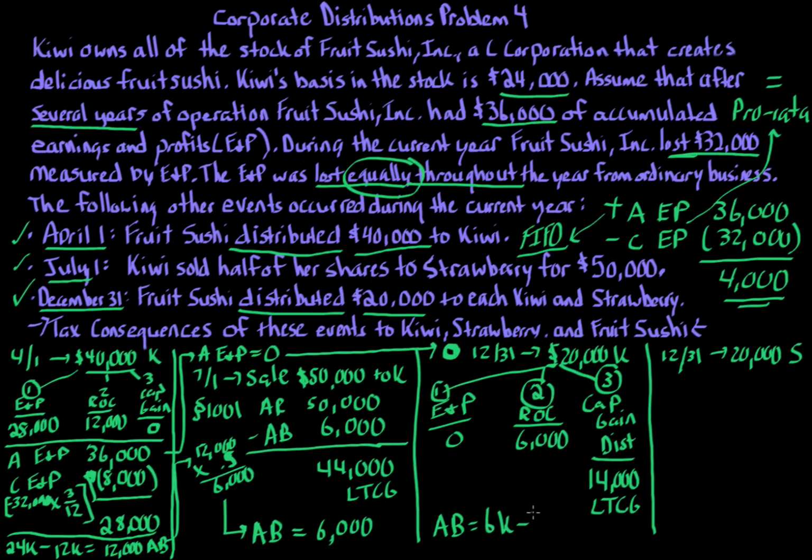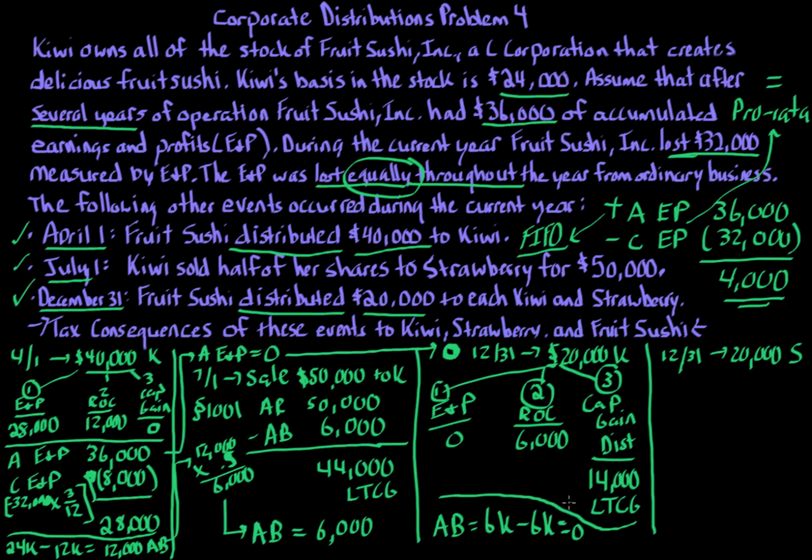We subtract away whatever's in that return of capital area. So that means the adjusted basis is 0 to Kiwi. 0 left over. Because Kiwi still has shares of stock. Just because you have a distribution, it's not a stock distribution, it's property. Kiwi still owns half the shares of the stock. They have a basis now of 0.